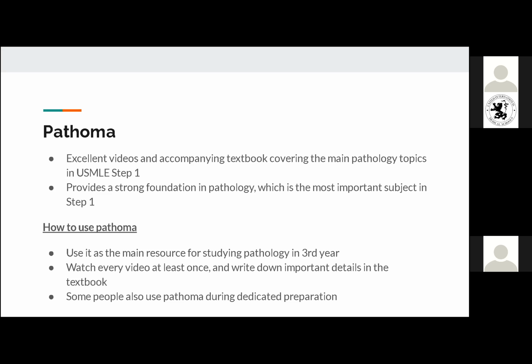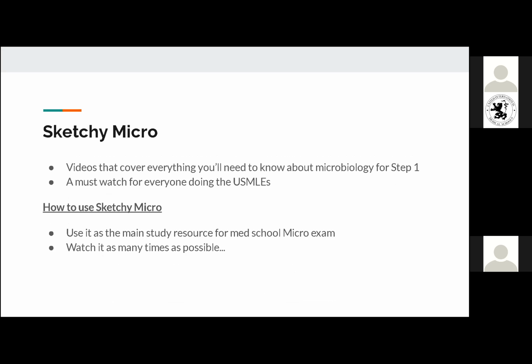Some people also use Pathoma during dedicated preparation, so during the few months before the actual exam. I didn't do that myself. That's because I used Pathoma a lot during my 3rd year, so I didn't think it was very useful for me during dedicated. Instead, I used Boards and Beyond.